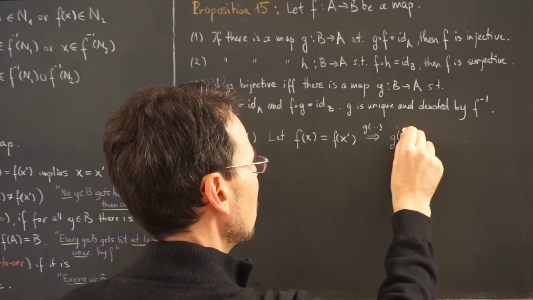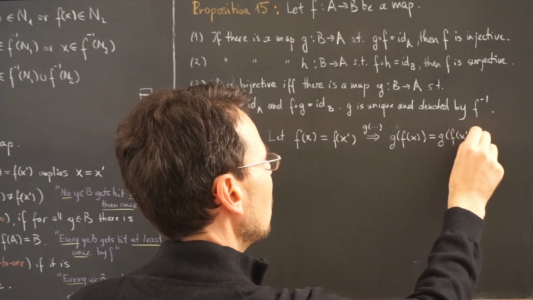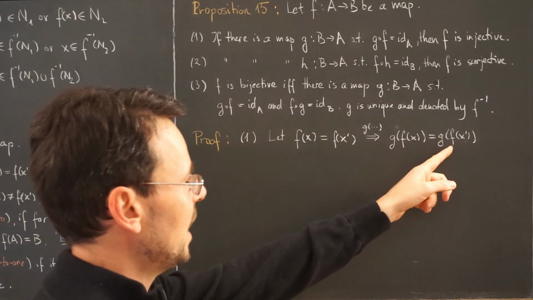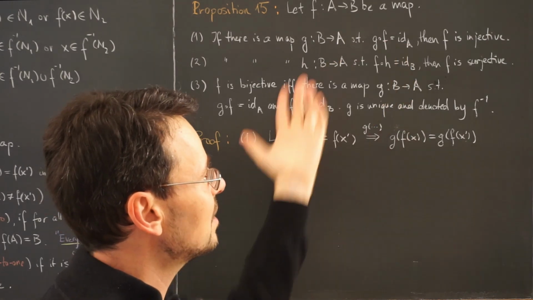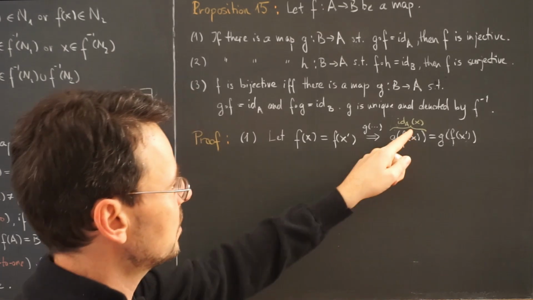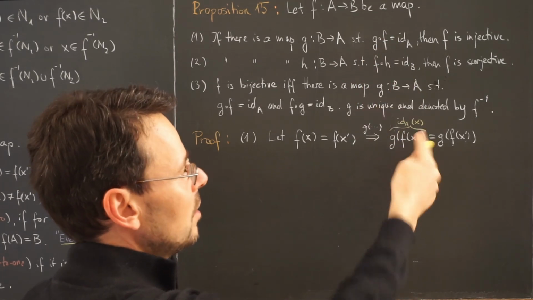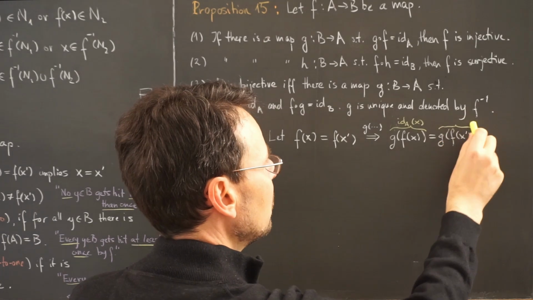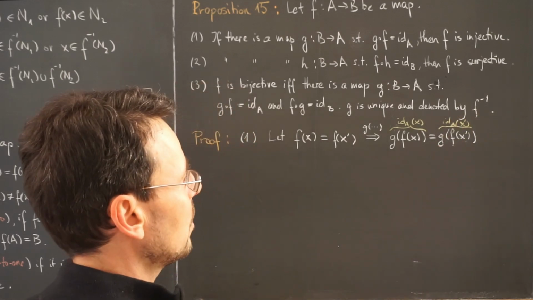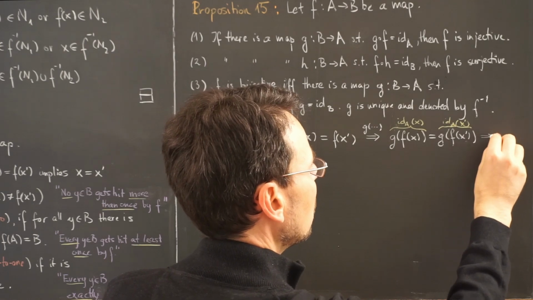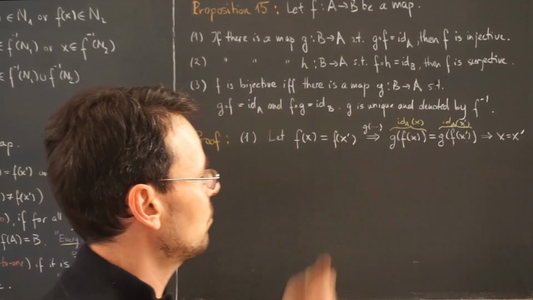So from this follows that, but now here we have nothing but the composite G composed with F. But this is the identity. So here, this is nothing but the identity of A applied to x, because this by definition is G composed with F applied to x. And here the same. This is the identity of A applied to x prime. So this already means that x equals x prime, and we have shown that f is injective.